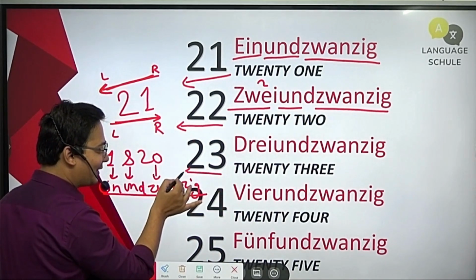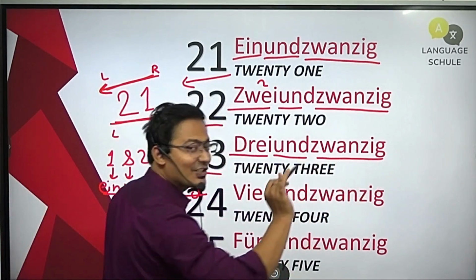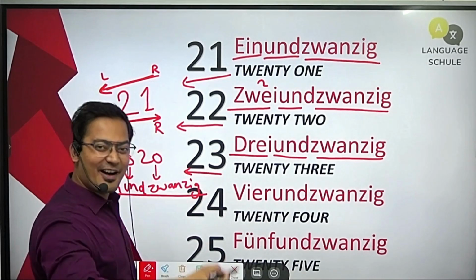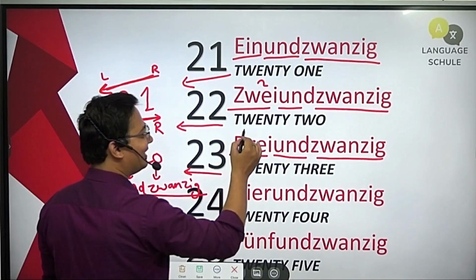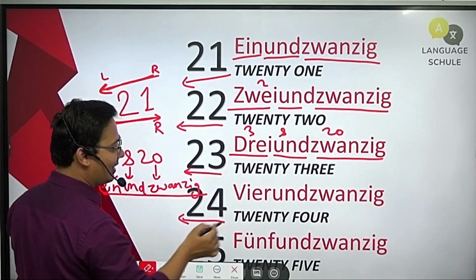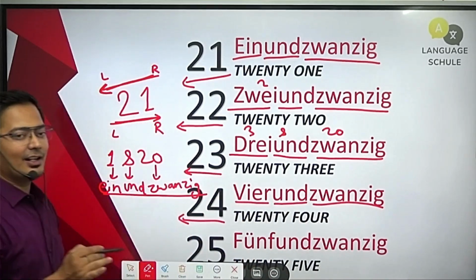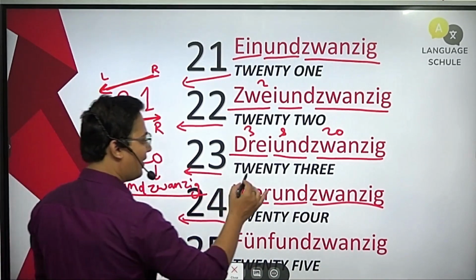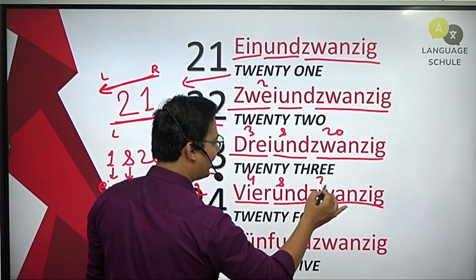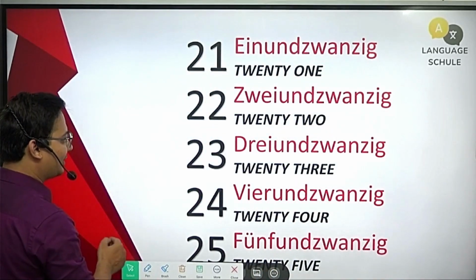23, from right to left: drei und zwanzig. Drei und zwanzig means 3 and 20. 24, again, vier und zwanzig. Vier und zwanzig means 4 and 20.